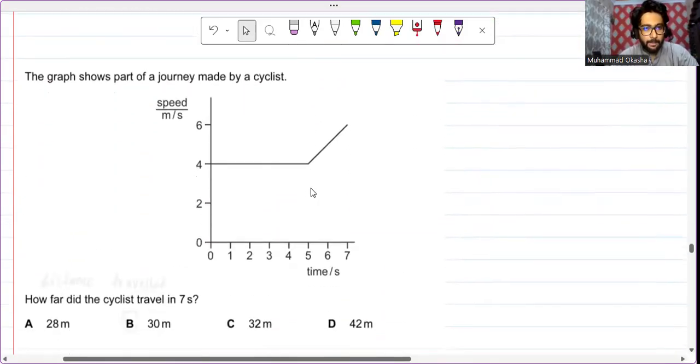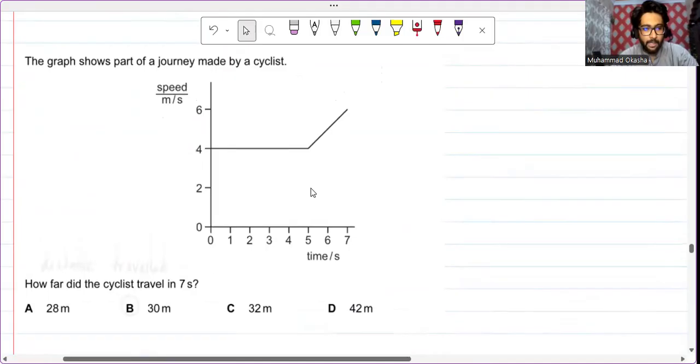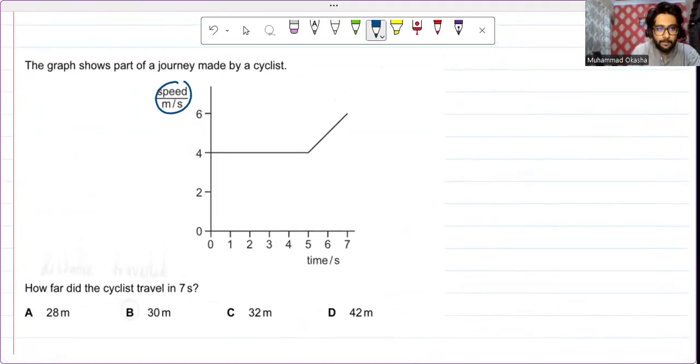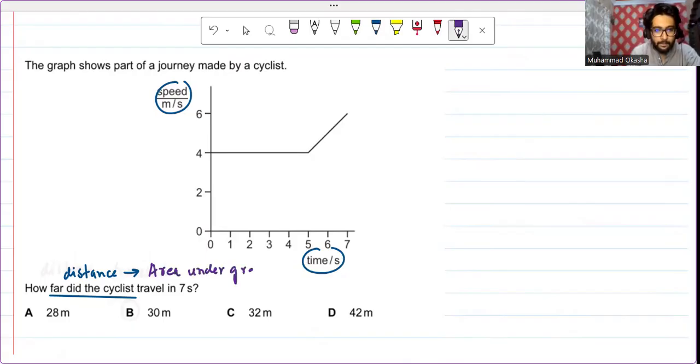The graph shows a part of a journey made by a cyclist. How far did the cyclist travel in seconds? So this is a speed-time graph, right? And how far means we need to work out the distance traveled. And how do we work out the distance traveled? By solving for the area under the graph. Okay, so we need to work out all of the area beneath the curve.